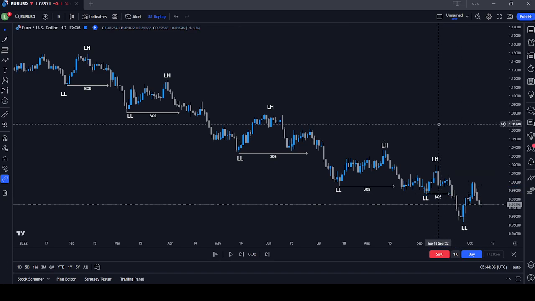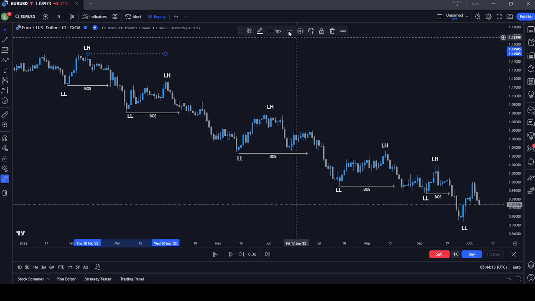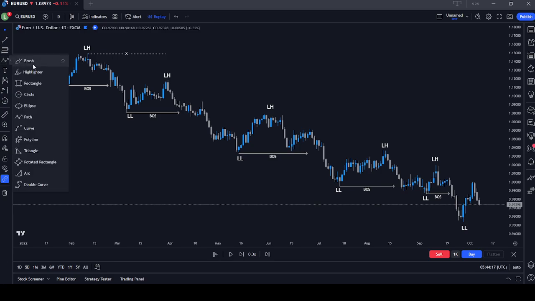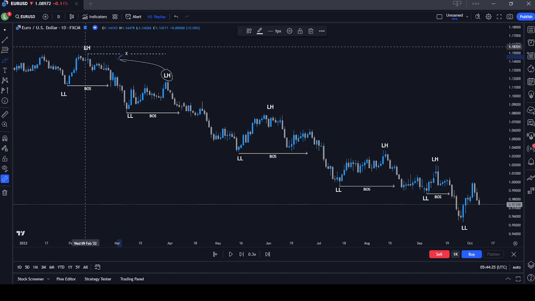Okay, and what do we expect? We expect price to respect our lower highs. We expect price to do what? To respect our lower highs. As you can see here, this lower high didn't take out the previous lower high, which is that one there, right? This lower high didn't take out the previous lower high, which is what we want to see.